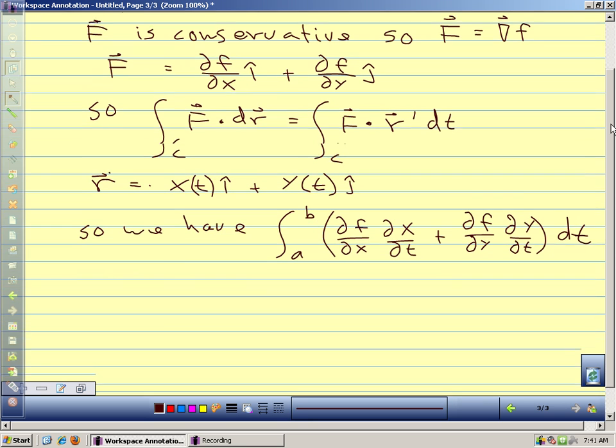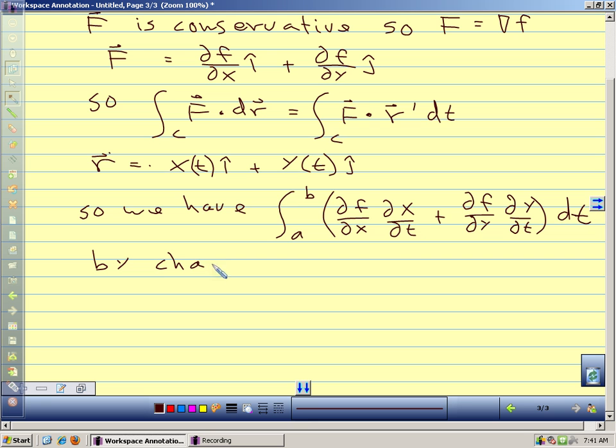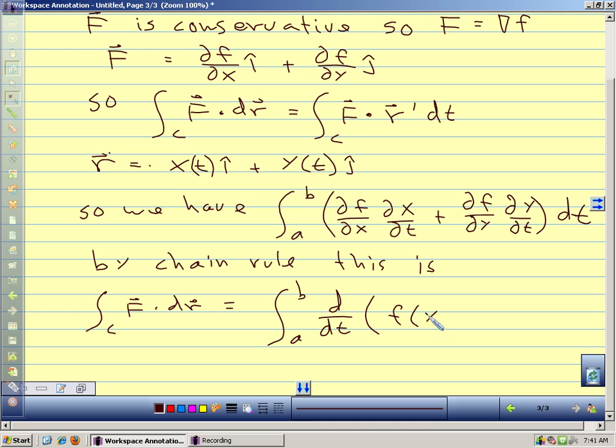By the chain rule, our line integral of f dot dr equals the integral from a to b of d/dt of our potential function. And let me write this out, f of x of t, y of t, dt.